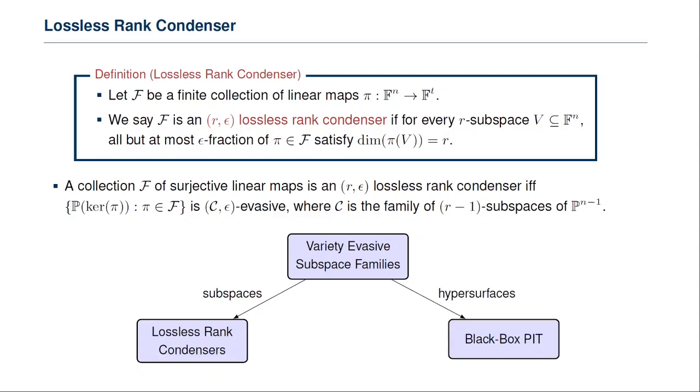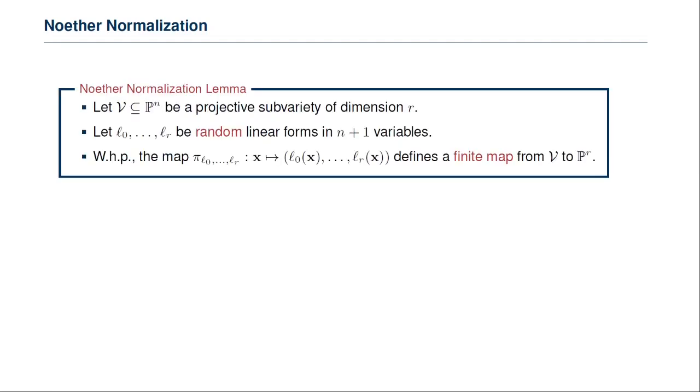And they also generalize the problem of black box PIT when the varieties are hypersurfaces, as we have seen. So this problem simultaneously generalizes the two problems. Finally, variety evasive subspace family is also related to what we call the Noether normalization lemma, which is a fundamental lemma in commutative algebra and algebraic geometry.